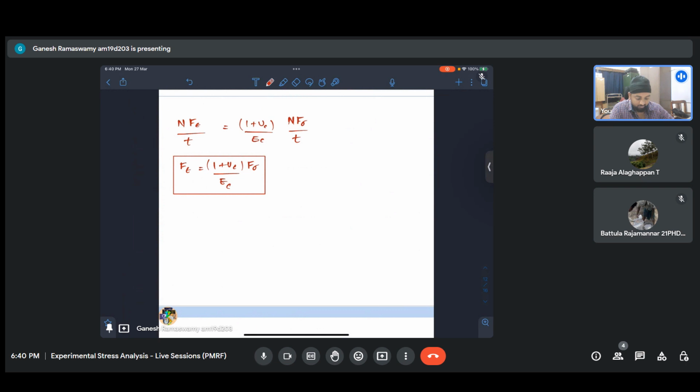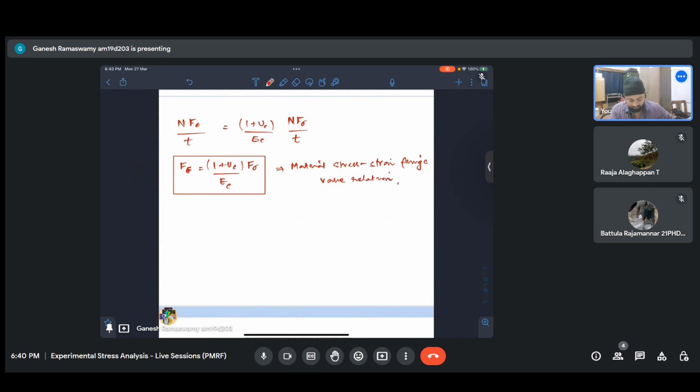So in cases where we are not able to find F epsilon, we would resort to finding F sigma by a simple tension test as we did here, and then back calculate F epsilon. So this is the material stress strain fringe value relation.